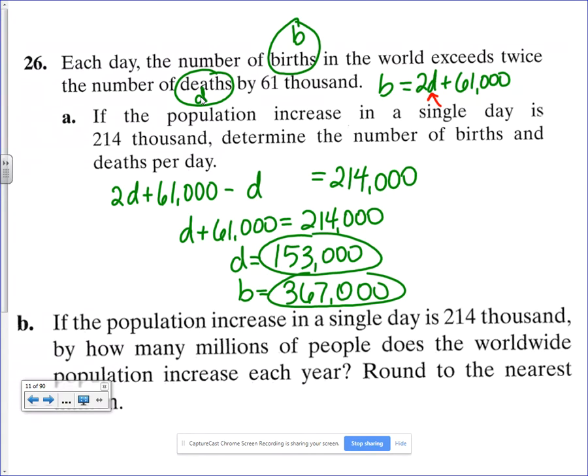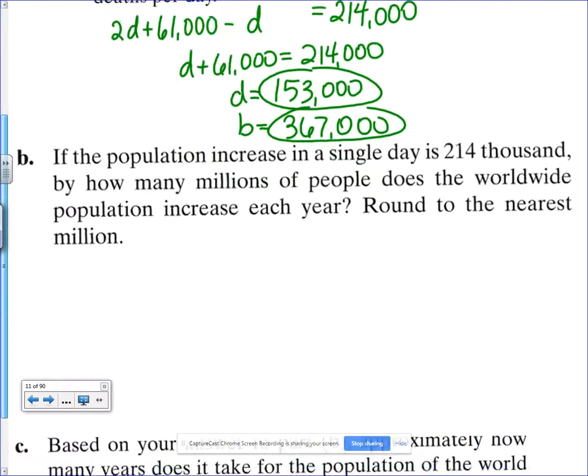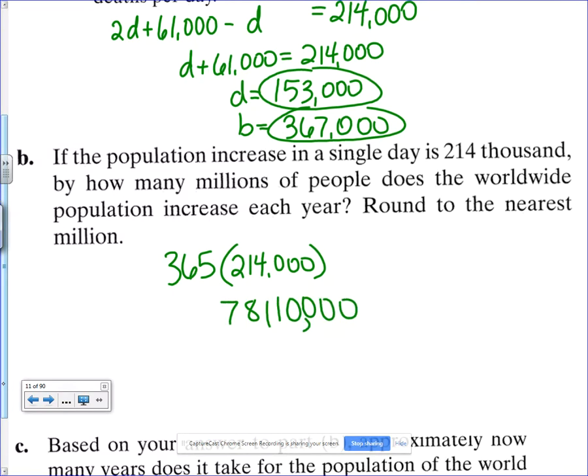If the population increase in a single day is 214,000, by how many millions of people does the worldwide population increase each year? Well, if it's 214,000 each day, there are 365 days in a year. So if we multiply that, we get a number that looks like that. And it says to round to the nearest million. So this would be approximately 78 million if I round to the nearest million.